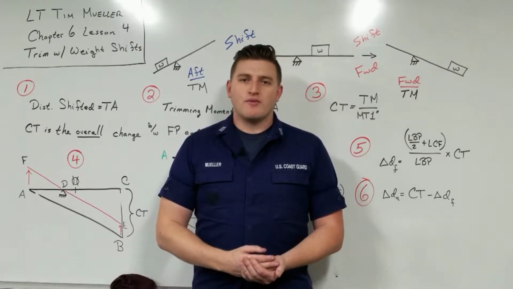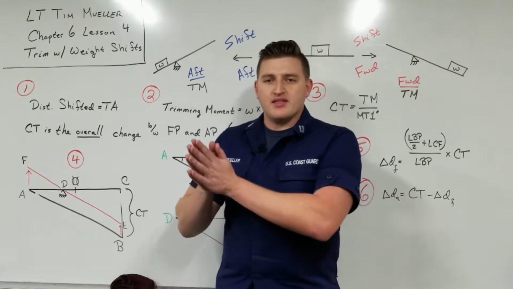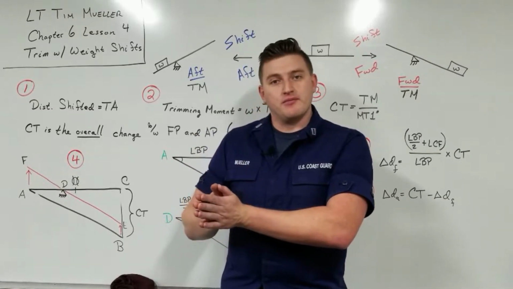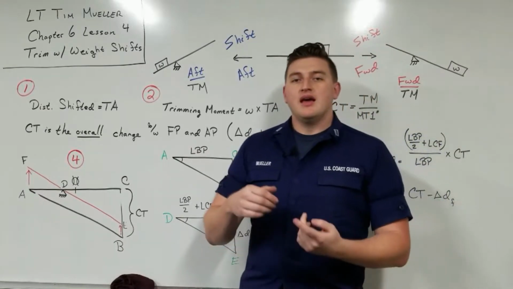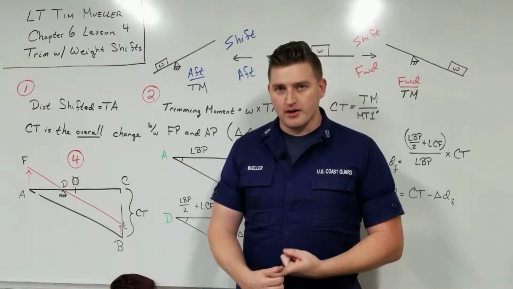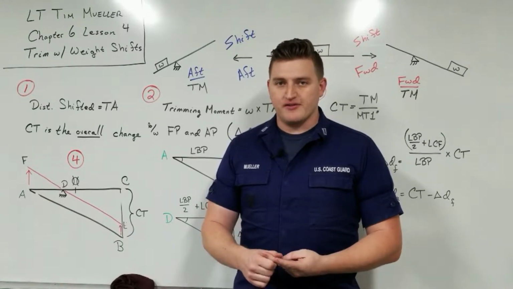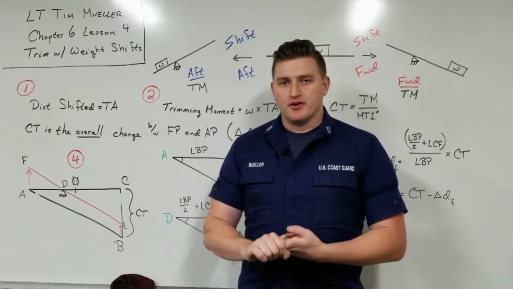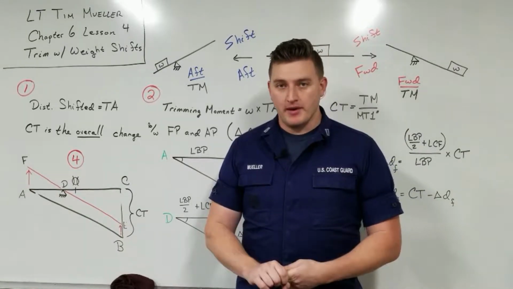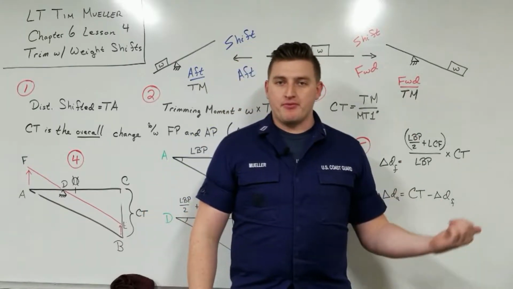Now next, we have to find out our trimming arm. And that's going to be the distance that the center of gravity moves, typically it's going to be liquid, from one point to another. Now that we've got our TA, our trimming arm, we know our W, the weight of the liquid that we shifted, or the weight of the cargo, whatever it might be. Now we use those two, multiply them together, and we get the trimming moment.